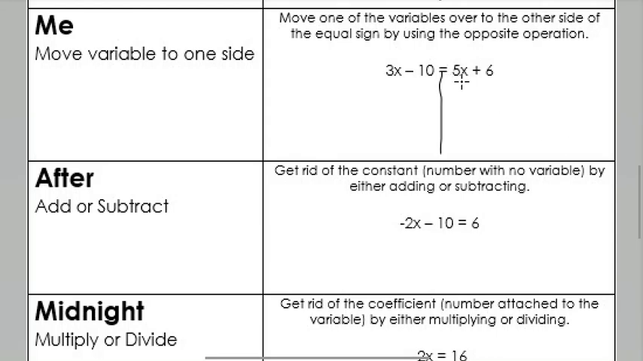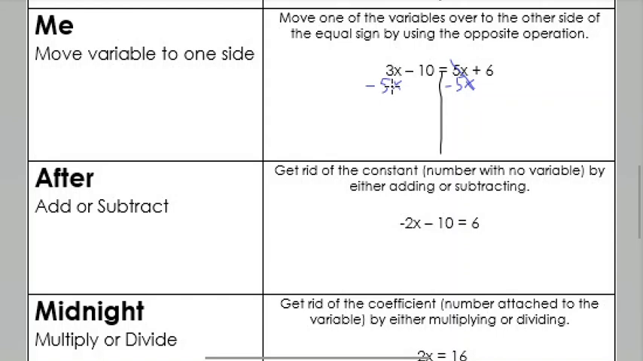So I'm going to get rid of this 5x on this side. I see that's a positive 5x, so I'm going to do minus 5x. And when I do minus 5x, that's going to cancel it out on this side. And remember, equations are always equal, they're balanced. So I have to do the same thing to the other side.